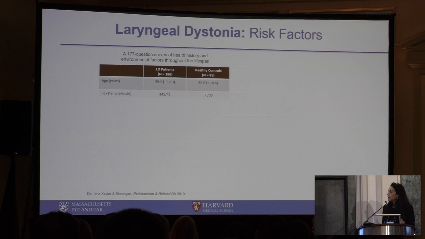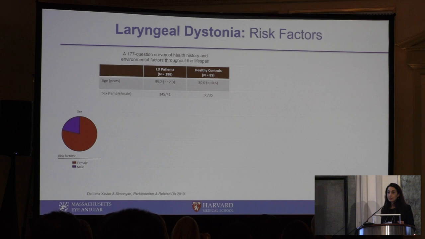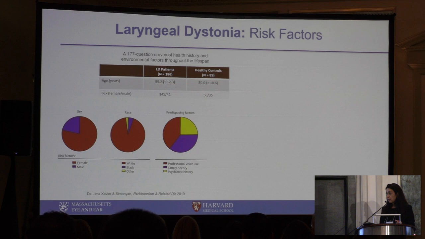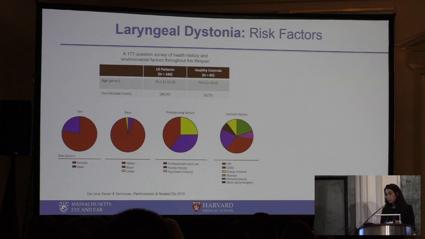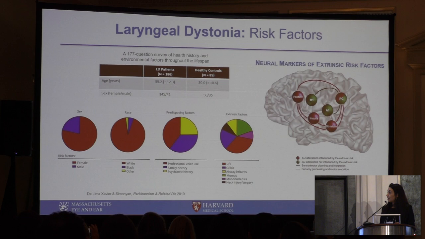Finally, risk factors. We conducted a large survey in patients with laryngeal dystonia, and this is a known fact, but the study as well confirmed that females have higher prevalence, so it serves as a risk factor. So is white race. We also found that professional voice use, family history, and psychiatric history may serve as predisposing factors for developing laryngeal dystonia. Further on, we found that upper respiratory infections and birth, as well as neck injury and surgery, may serve as extrinsic risk factors.